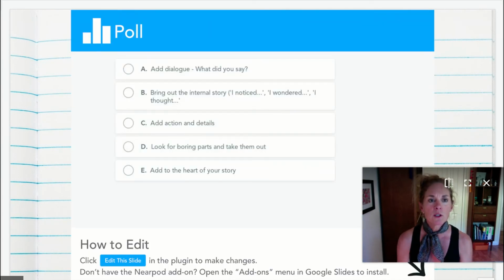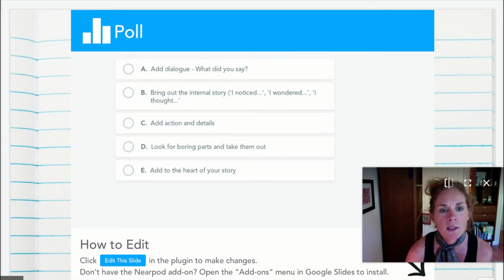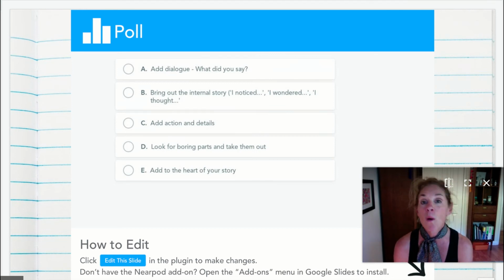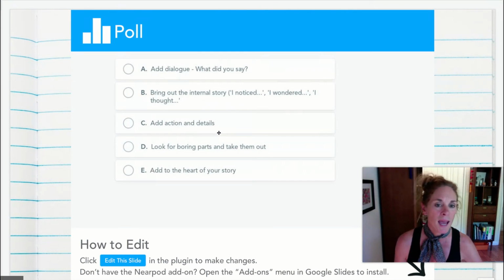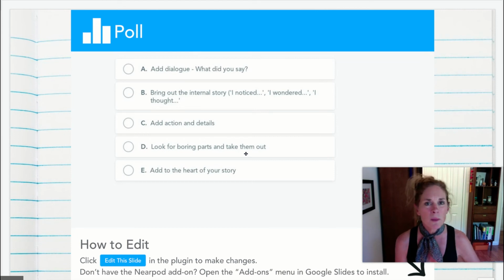When you do this lesson, you're doing it in Nearpod. So what I'd like to know is, how are you going to work on revising today? Everybody's going to be rewriting something they've already written. I'm curious about, are you going to add dialogue? Are you going to bring out the internal story? Are you going to add actions and details? Are you going to look for boring parts and take them out? Are you going to add to the heart of your story? Those are just a few of the things you could do, but I'm curious about how many people are going to do what. So you're going to answer that question.